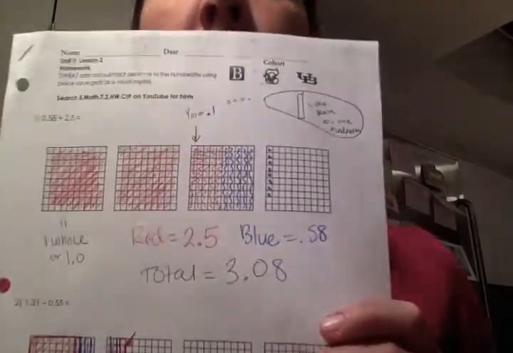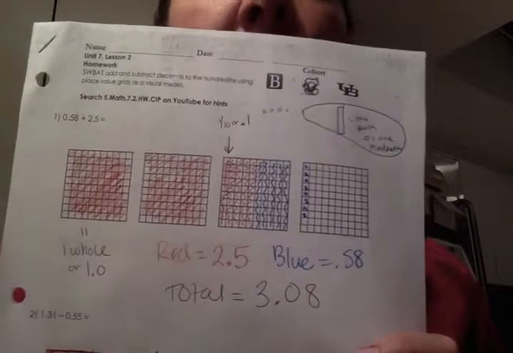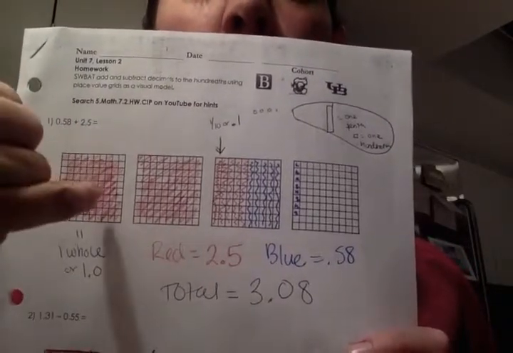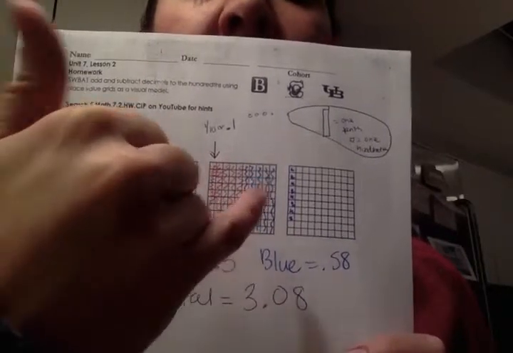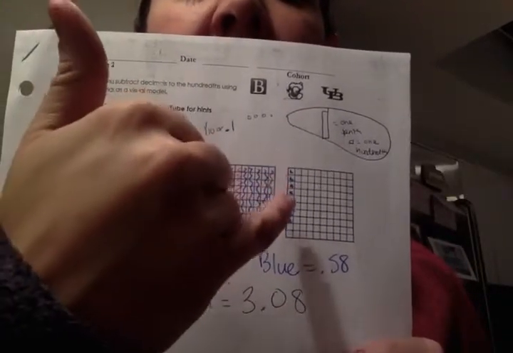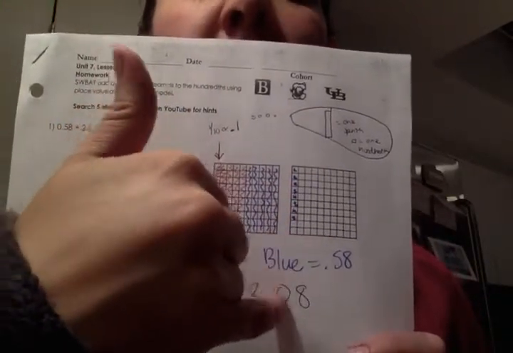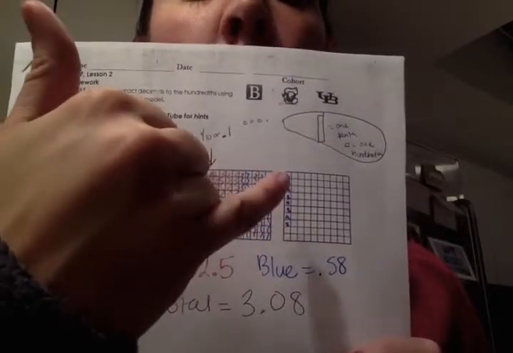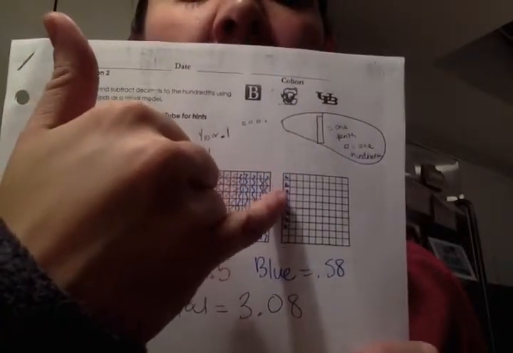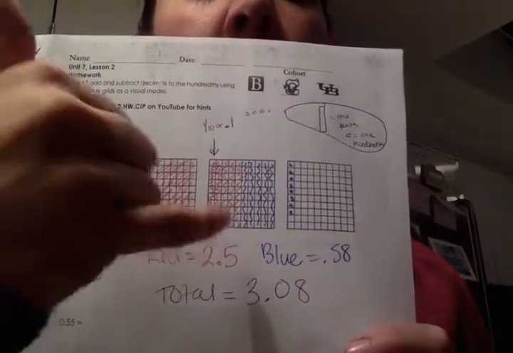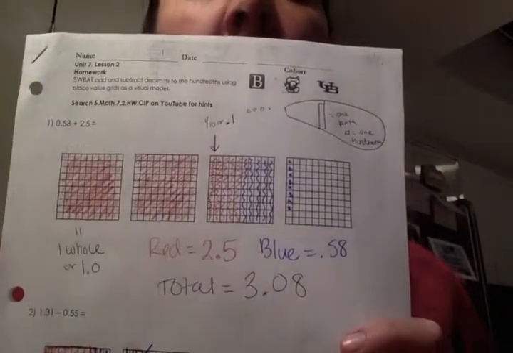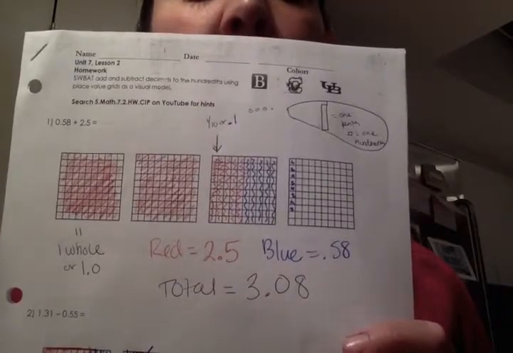And so then what I have to do is figure out how many I have together. So I have 1 whole, 2 wholes, 3 wholes. And then I don't have any complete columns, so I have 0 tenths, but I do have 8 squares, so the 8 goes in the hundredths place. I have 3 and 8 hundredths. That is my answer to number 1.